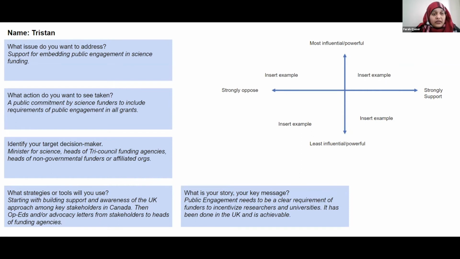The Minister of Science, the heads of Tri-Council funding agencies, heads of non-governmental funders or affiliated organizations. What strategies will you use? Start with building support and awareness of the UK approach among key stakeholders in Canada, and then using op-eds and or advocacy letters from stakeholders to heads of funding agencies.